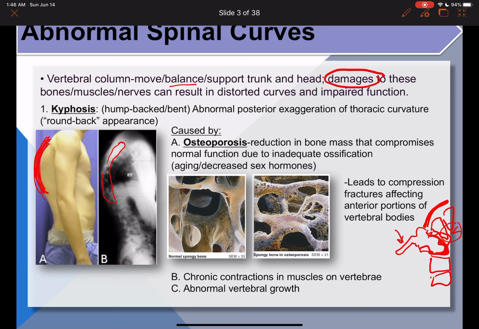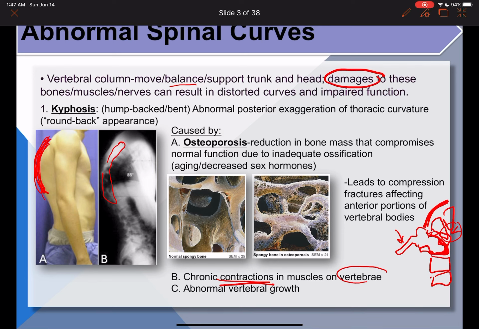Now, there can be two other underlying reasons too. One is chronic contraction in muscles on the vertebrae. We're talking about long term, not just one day you're in a bad position and the next day your back ends up having kyphosis. We're talking about, for example, if we sit in a certain posture every single day for 8 to 10 hours for months, years, or if you have a job that puts you in that posture, and that posture puts strain on the back, that can lead to those particular muscles pulling on the vertebrae a certain way, and you can also end up with kyphosis.